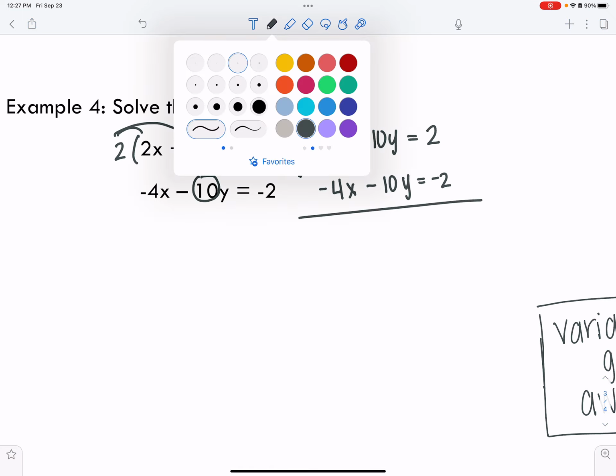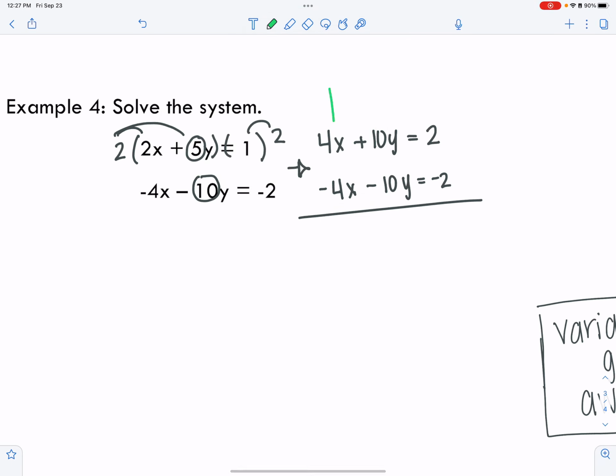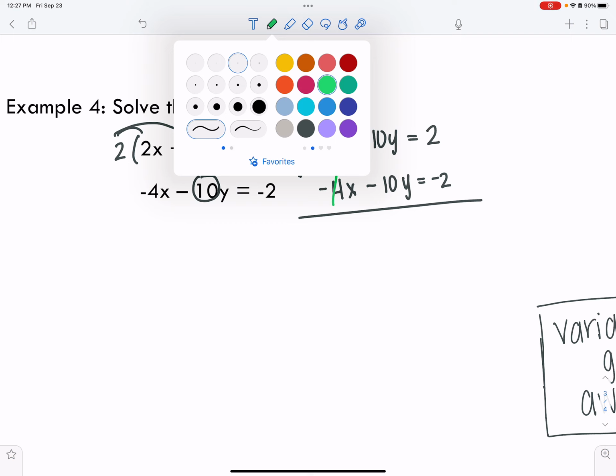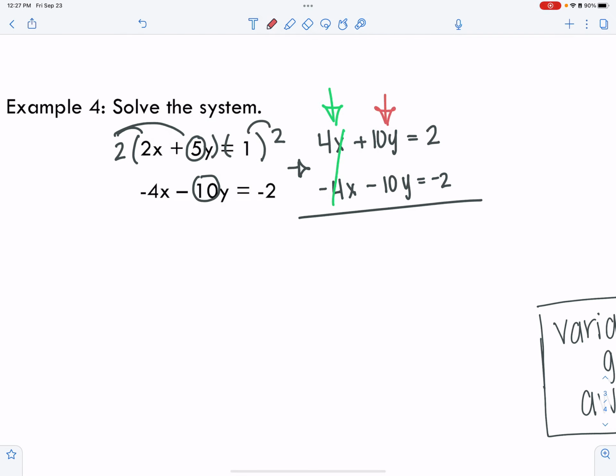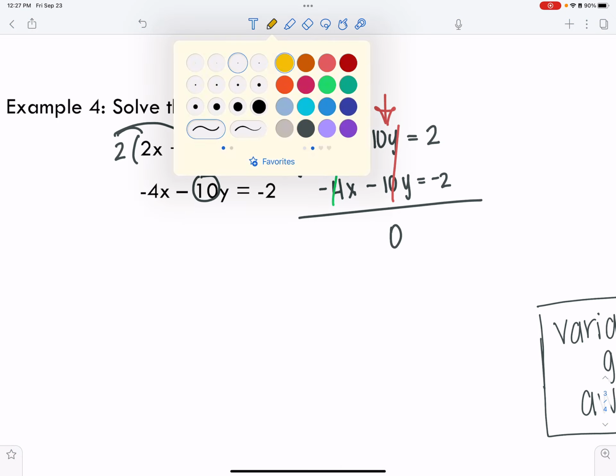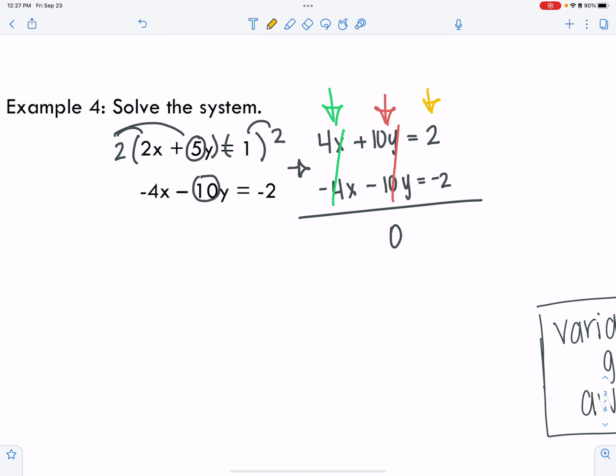Now I'm going to add these. 4x plus negative 4x, that's going to cancel. Going down the next column, 10y plus negative 10y, cancel. So I'm left with 0 over there. And then the last column, 2 plus negative 2, 0. And so here's an example of 0 equals 0. Since that is true, it's going to be infinitely many solutions.